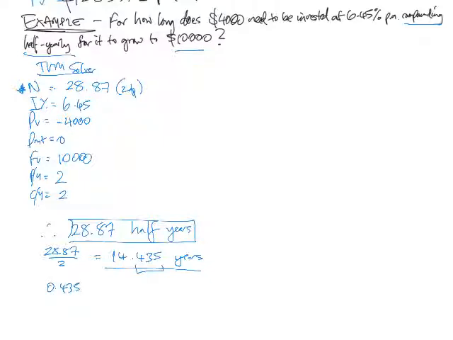0.435 is the fraction of a year that you have, and you know that there's 12 months in a year, so times by 12. So 0.435 years is actually 5.22 months. So 14 years, 5.22 months. And you could go on with this, you could work out how many days this is.